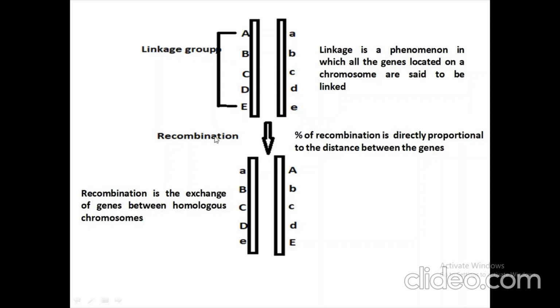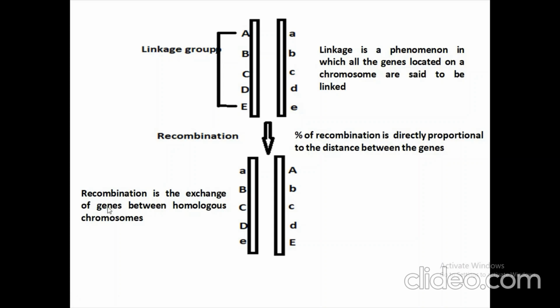Recombination. Recombination is nothing but the exchange of genes between homologous chromosomes. So during recombination, these homologous chromosomes exchange their genes. It means if there is a dominant gene on this chromosome and a recessive gene on this chromosome of the homologous pair, then these two genes might be exchanged in such a way that this recessive allele may go to this chromosome and this dominant allele may go to the other chromosome. So recombination is nothing but the exchange of genes between homologous chromosomes.